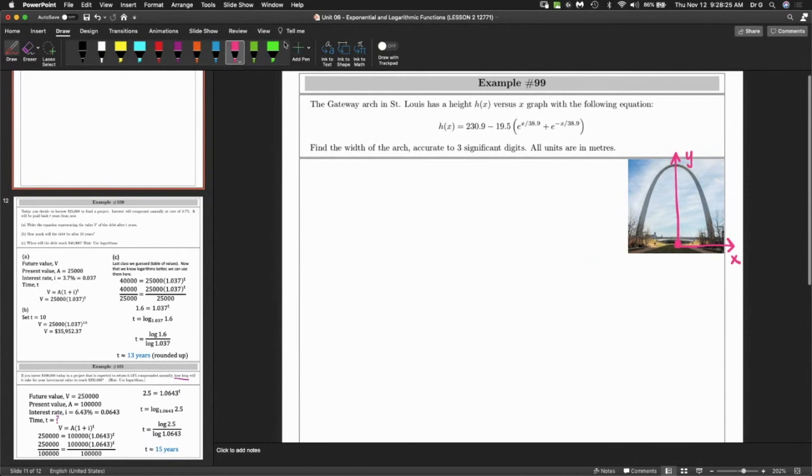Anyway, if you notice on the diagram, we're going to actually solve for two x-intercepts. There's one over here, and there's one over here. I'll call this x1 and I'll call this x2. And the question's asking, find the width of the arch. So the width of the arch, I shouldn't use letter W, I have it reserved for something else. I'm going to say that the width is x1 minus x2.